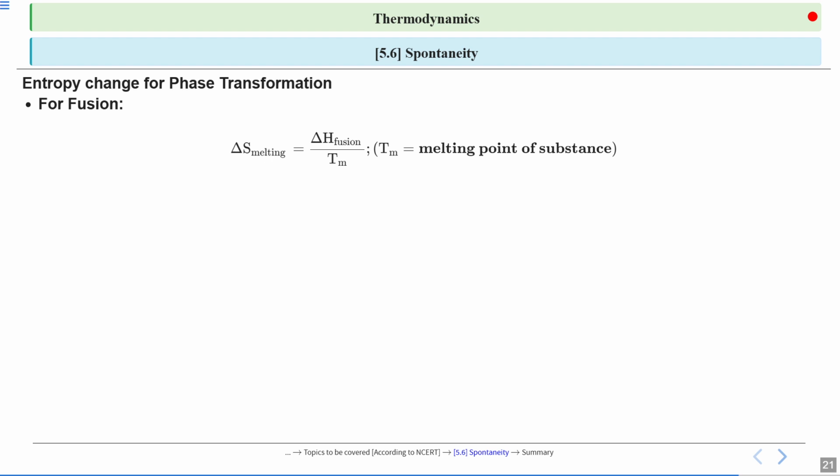So what is Tm here? It is the melting point of the substance. Suppose you are considering it for water, then what will you write in place of Tm? You will write it as 273 Kelvin.